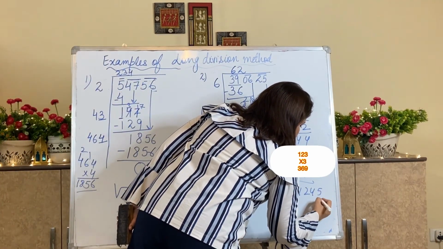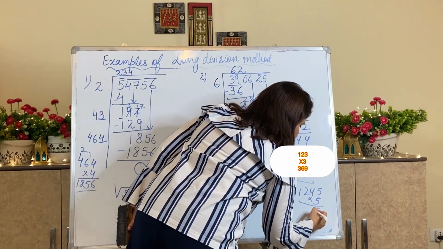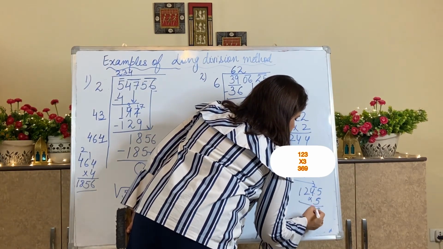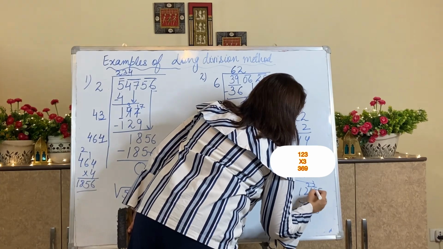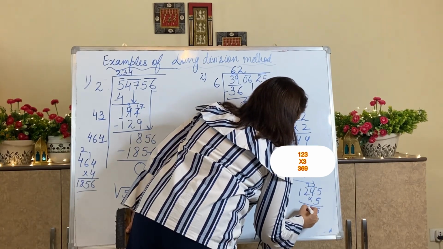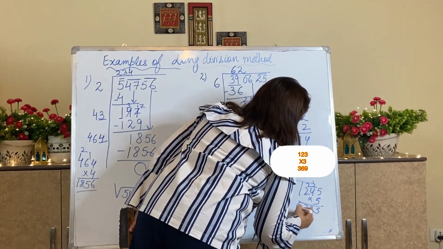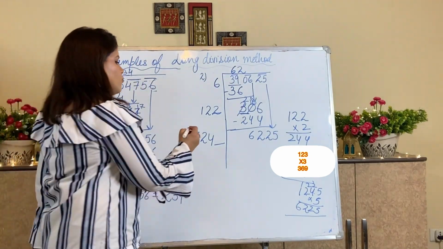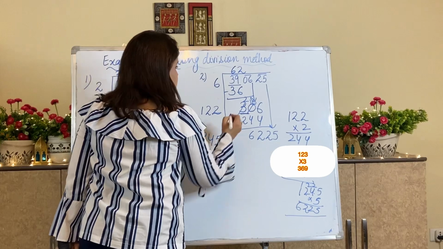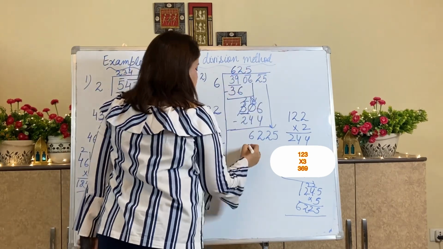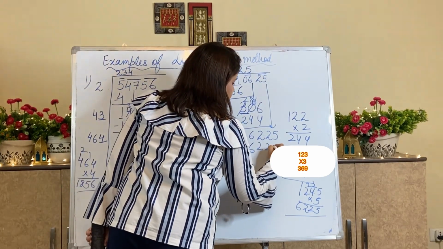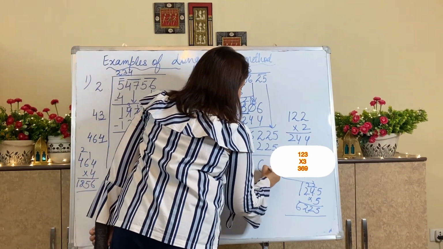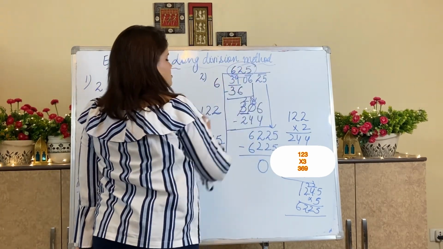5 5s are 25, 5 4s are 20, 5 2s are 10, 11, 12. I am getting my answer exactly when I am taking 5 here. So this is my answer, giving me 0.